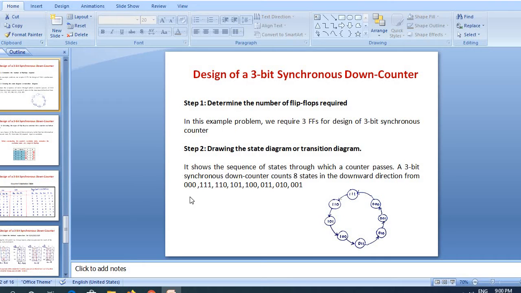So initially the state will be 0, 0, 0, then it directly goes to 1, 1, 1 state and then counts down. So how can you draw the state diagram? You start from 0, 0, 0, then the next state will be 1, 1, 1, then the next state will be 1, 1, 0, 1, 0, 1, 1, 0, 0, 0, 1, 1, 0, 1, 0, 0, 0, 1. Again, it repeats.